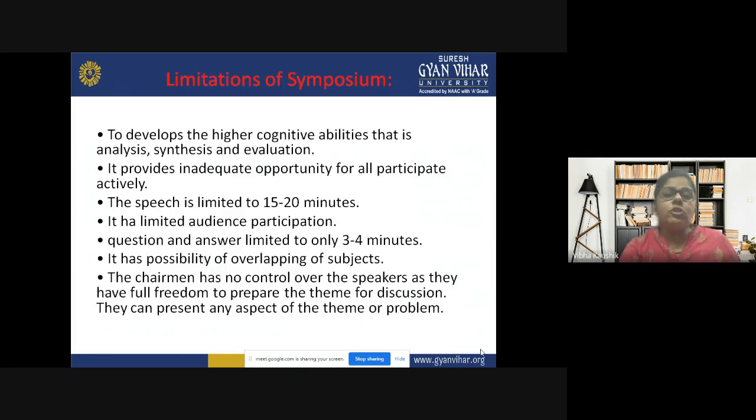Now, limitations of a symposium. What are the specific limitations of a symposium? To develop the higher cognitive abilities, that is, analysis, synthesis, and evaluation.